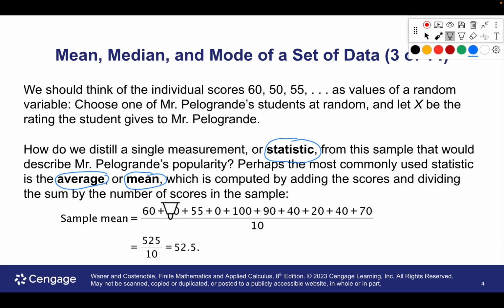The way to get a mean is we add all the data together and divide by the number of pieces of data. So there were 10 pieces of data. Just like I said, 2 plus 2 is 4, 4 divided by 2, you just took an average of two numbers, right? That's what we did at the beginning. And here we add all 10 together. It all adds up to 525, divide by 10. So we could say the average rating for Mr. Pellegrand was 52.5.